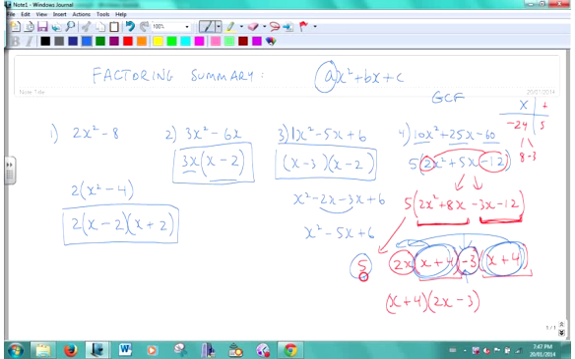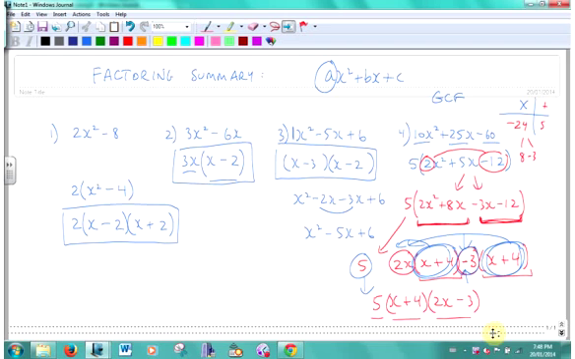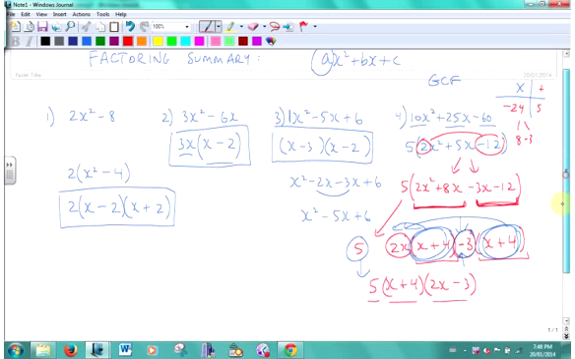Okay? So this now is fully factored. Don't forget about this 5. Now let's just bring it back and put it right out front. Okay? So the factors of 10x squared plus 25x minus 60 are 5, x minus 4, and 2x minus 3. But again, I strongly recommend you check that.